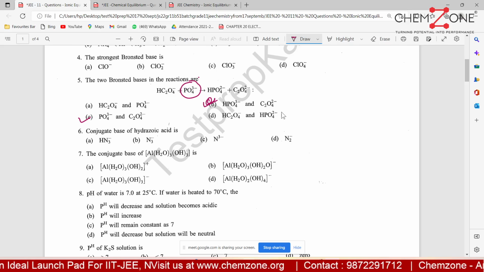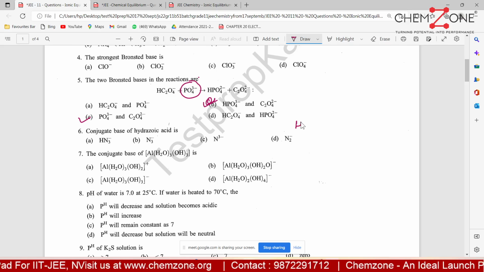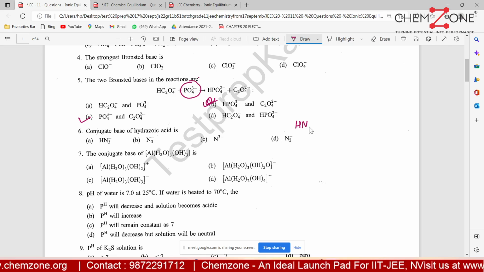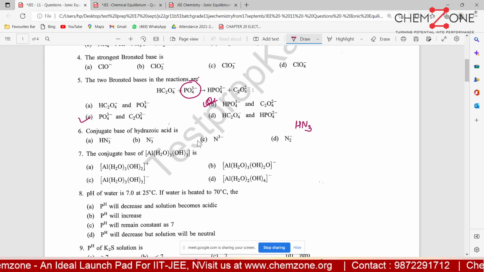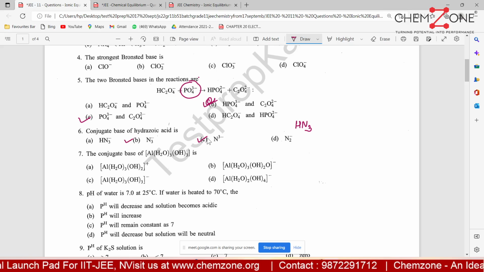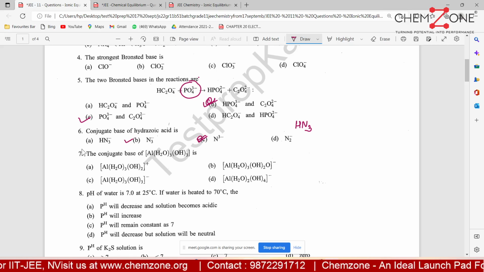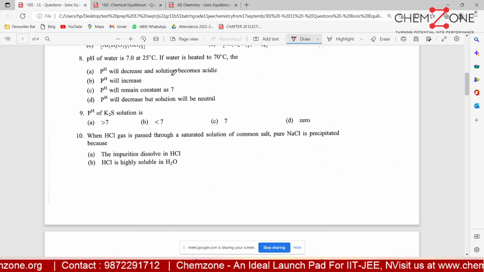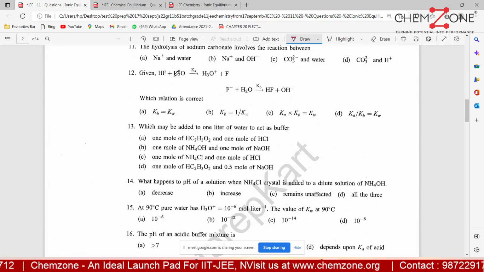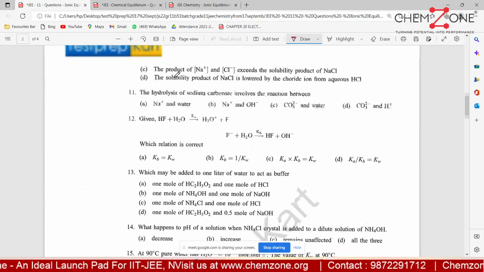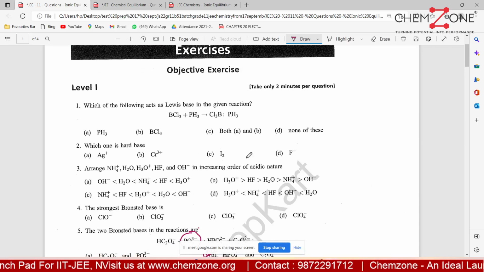Okay, now conjugate base of hydrazoic acid. Hydrazoic acid is HN3, right? Conjugate base is N3 minus. N3 minus, yeah. Now N3 one negative one. This one. Leave this part. These things I have not taught you yet, but I'm coming to the next topic first.